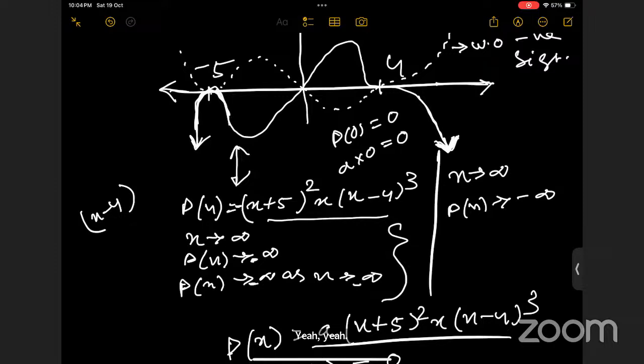Yes, A cannot be 0. If we take 0, then we will get simply the x-axis, right? P of x equals 0, y equals 0.